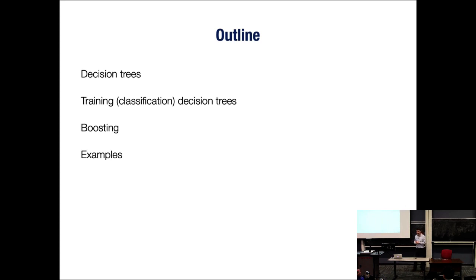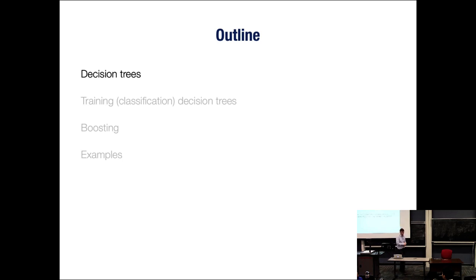Boosting, on the other hand, is a technique that uses decision trees, but is actually one of the most powerful off-the-shelf machine learning techniques that we have. So it's kind of ubiquitous in a data science toolbox, and it's very, very good to know about. And then finally, if we get to it, we'll cover some examples. Okay, so let's talk about decision trees. Who here has seen decision trees before in any form? Okay, so maybe half, a little more, 2/3 maybe.